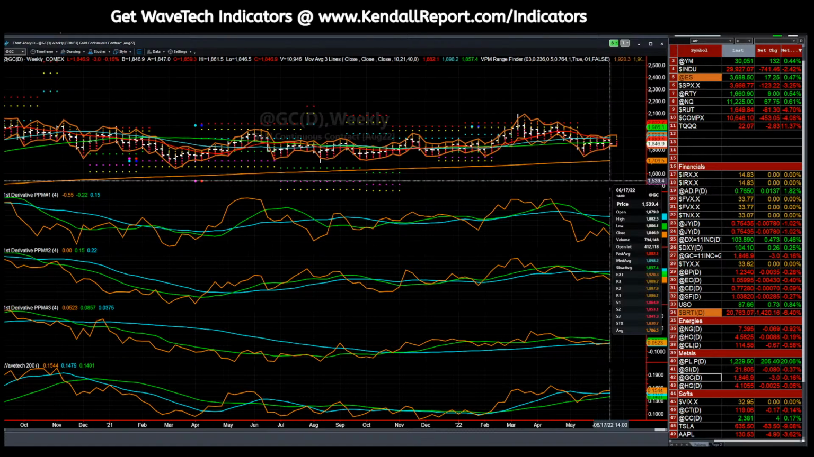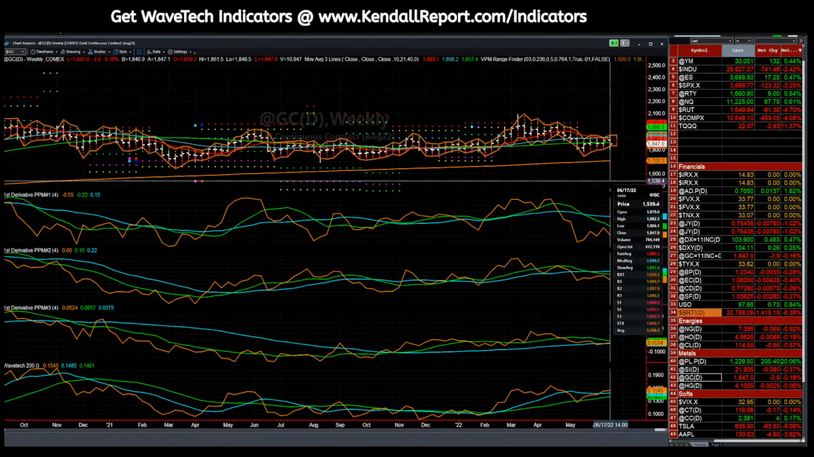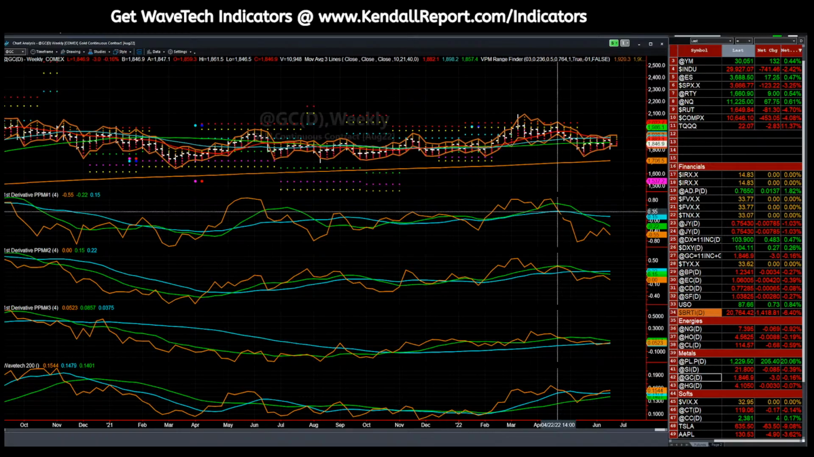The rejection point is 1882. That number is coming down right now about $10. So 1872 is going to be the mark to watch for a rejection as we come into next week. So keep that number in mind.